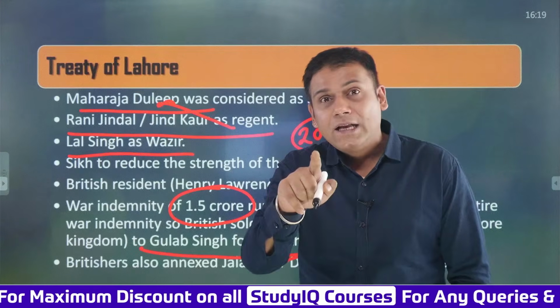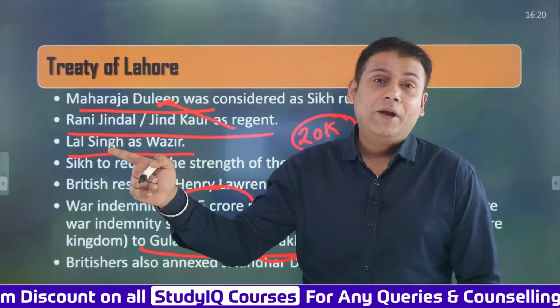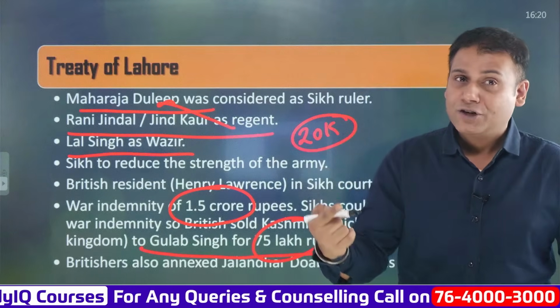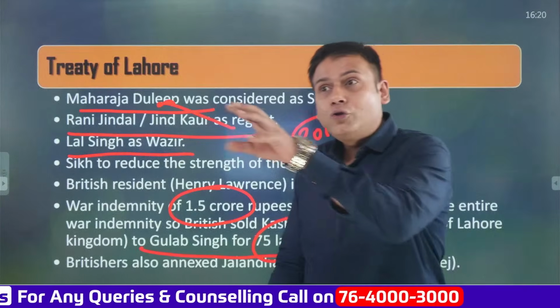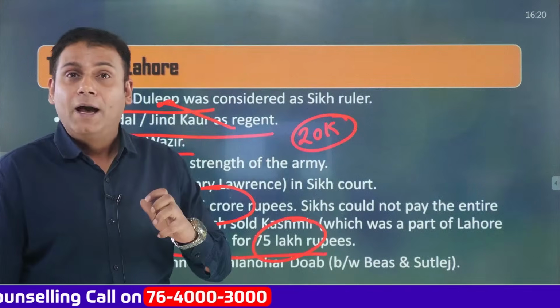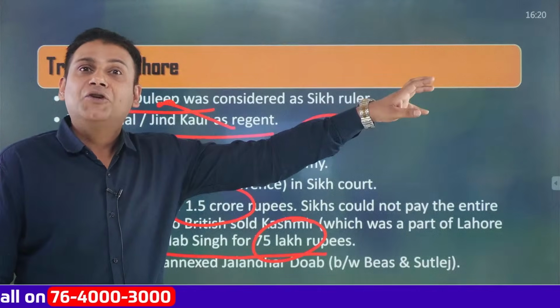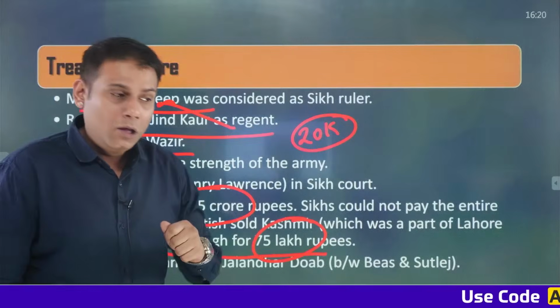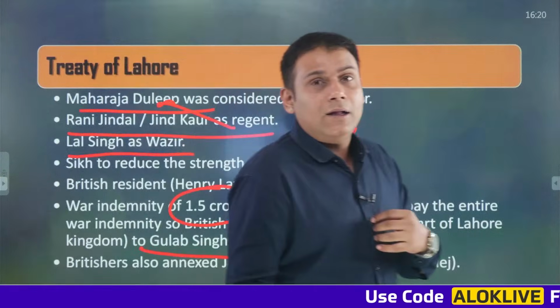So the English East India Company also took 1 crore rupees from the Sikh Empire as a war indemnity, or war compensation. And apart from this, they also took over the region of Kashmir from the Sikh Empire and sold that to Maharaja Gulab Singh for 75 lakh rupees. Okay, so this is nothing but the Treaty of Lahore.